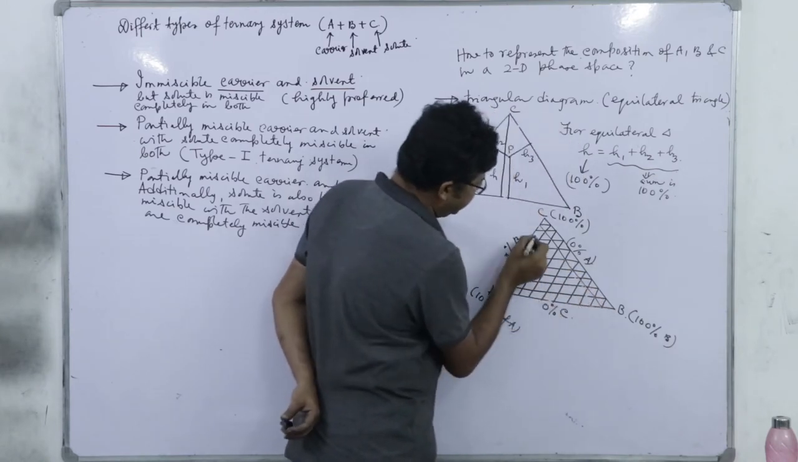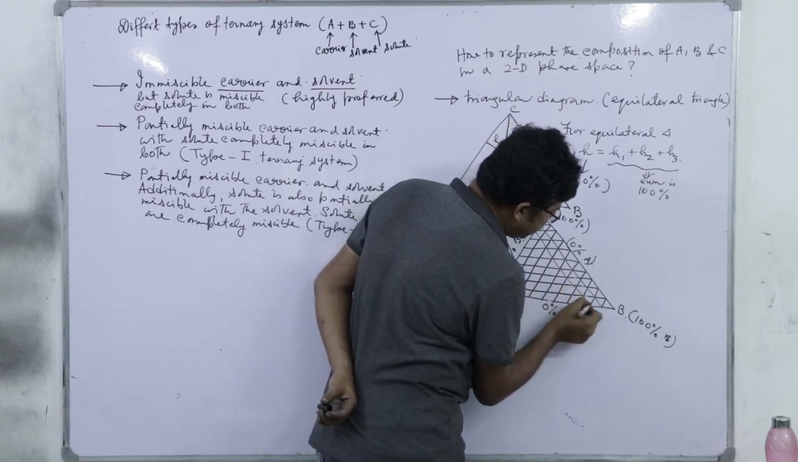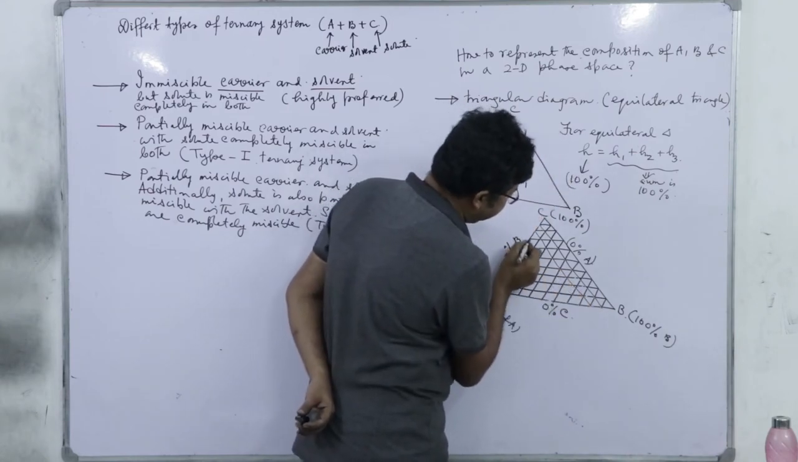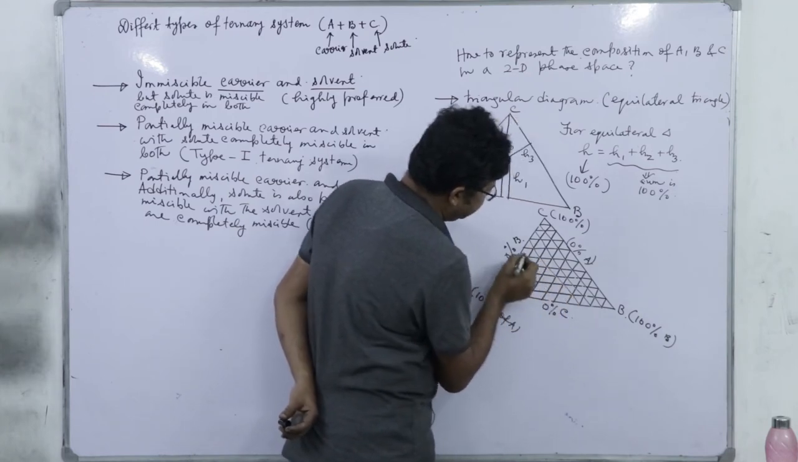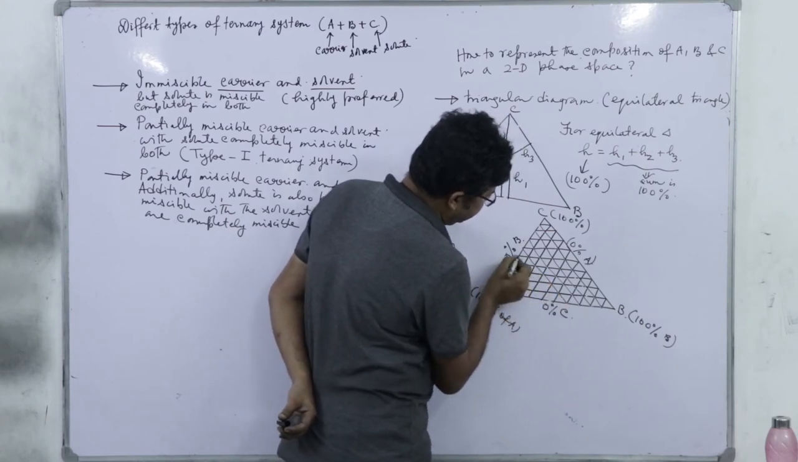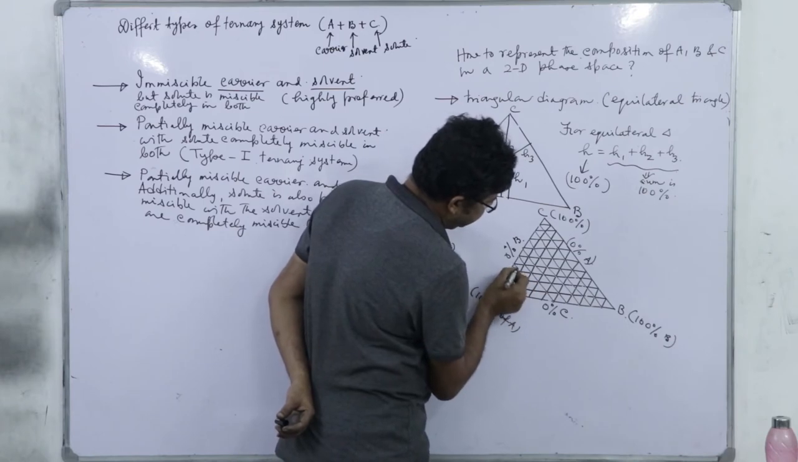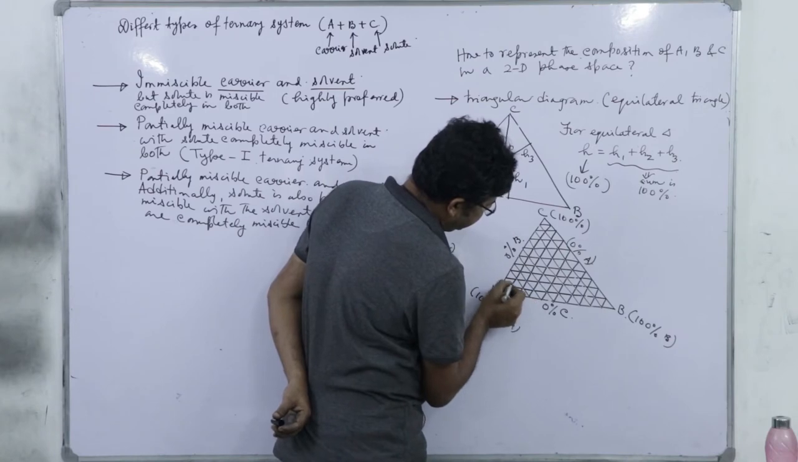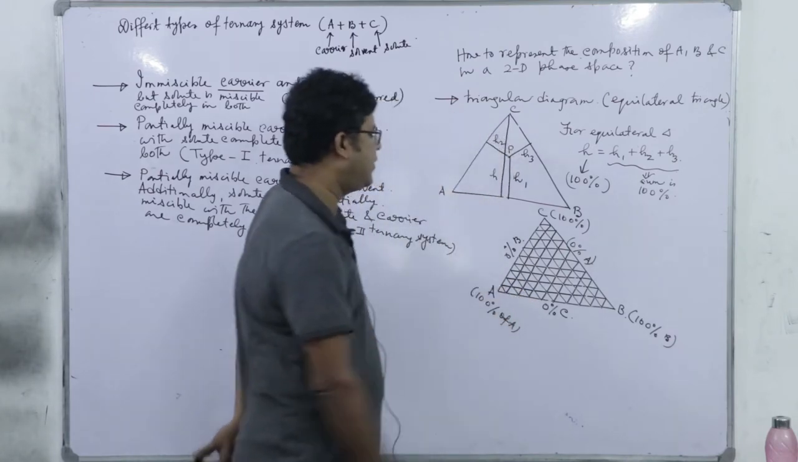this is 10% A, 20% A, 30% A, 40% A, 50% A, 60, 70, 80, 90 and it is 100.